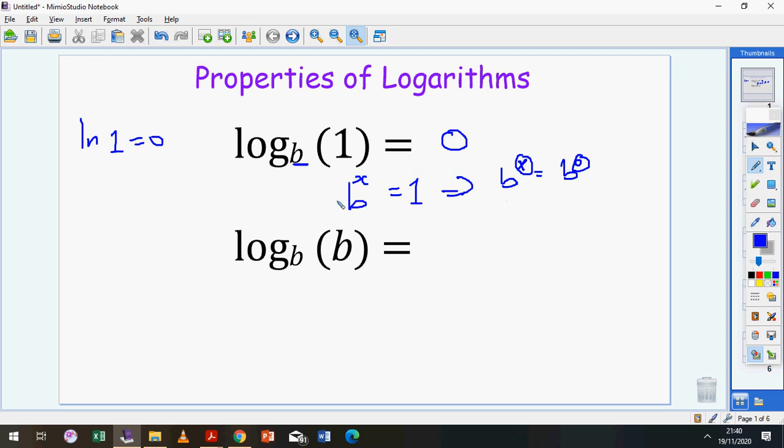This one, logarithm of b to the power b, that's always equal to 1, because again you're asking yourself, to what power do I raise b? To what power do I raise b to get b? Well, that power is 1, so x is equal to 1.